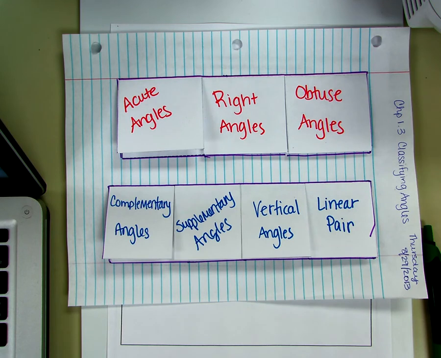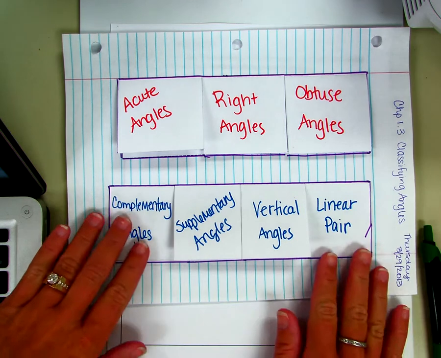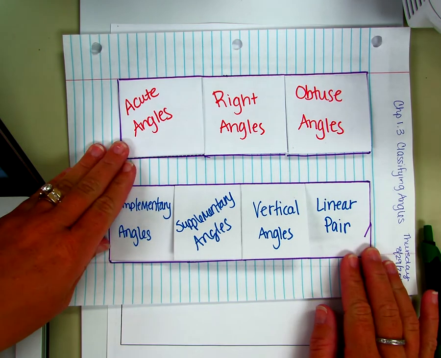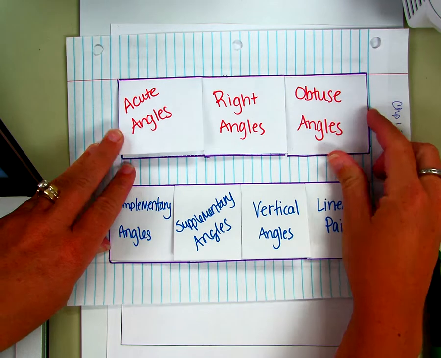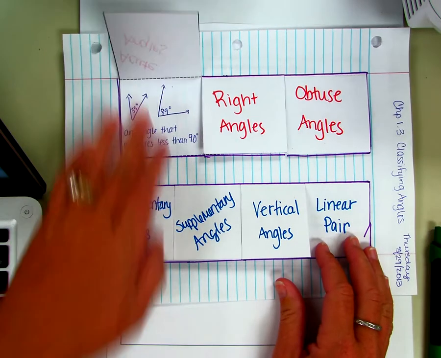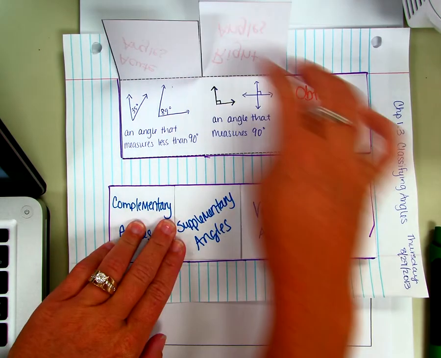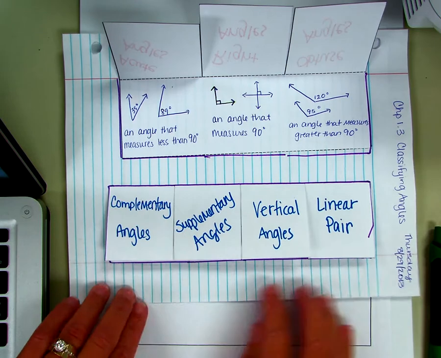Today we are going to create a set of flaps to help us classify angles. So this is what the end product is going to look like. We're going to have one row here for acute, right, and obtuse angles where we can flip up and see the description below. Okay, down below we have four.